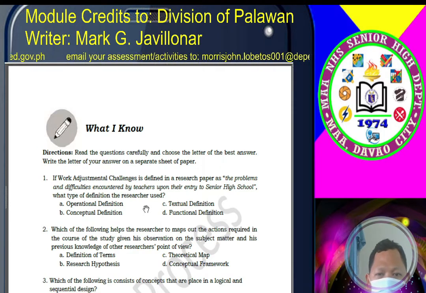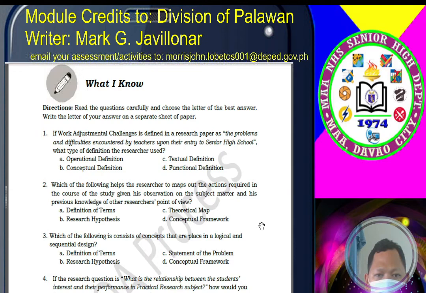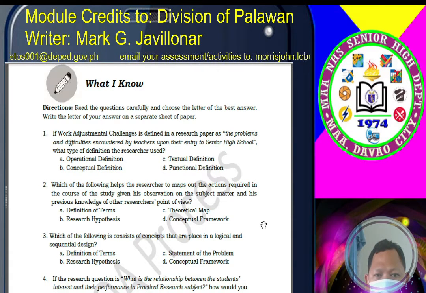Number 1. If work adjustmental challenges is defined in a research paper as the problems and difficulties encountered by teachers upon their entry to senior high school, what type of definition did the researcher use? A. Operational definition. B. Conceptual definition. C. Textual definition. D. Functional definition. The correct answer is letter A, operational definition.